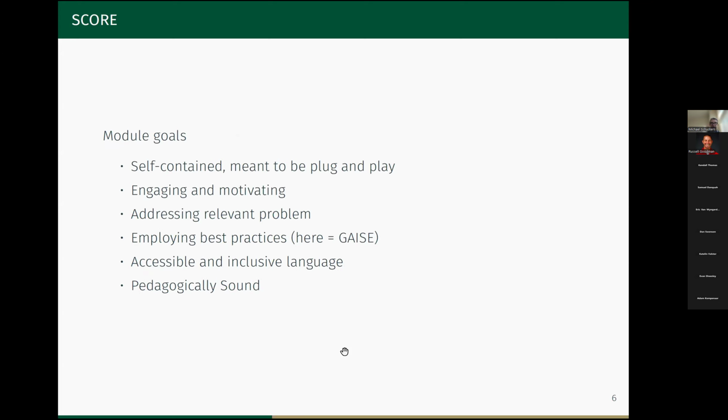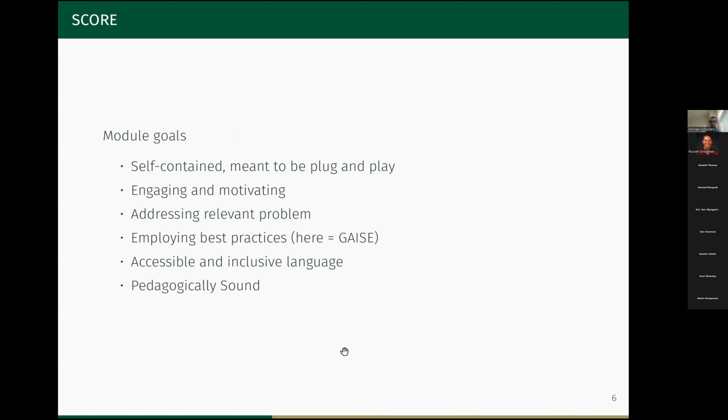The basic building block of these materials is what we call a module. So a module is self-contained. It's meant to be plug and play. I'll talk about a module on correlation in a couple of minutes, right? That material is meant to be able to just drop into any class that is covering that material. We want those materials to be engaging and motivating.